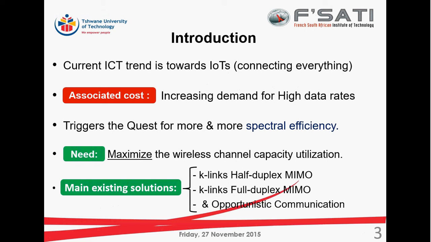We all know that there are a couple of existing solutions to the problem. Channel capacity optimization is an old problem and has been attempted to be solved. The main existing solutions include K-link half duplex MIMO, K-link full duplex MIMO, as well as opportunistic communication, which includes things like cognitive radio.